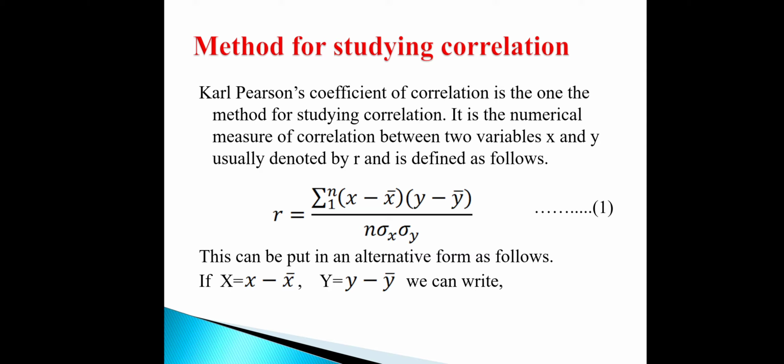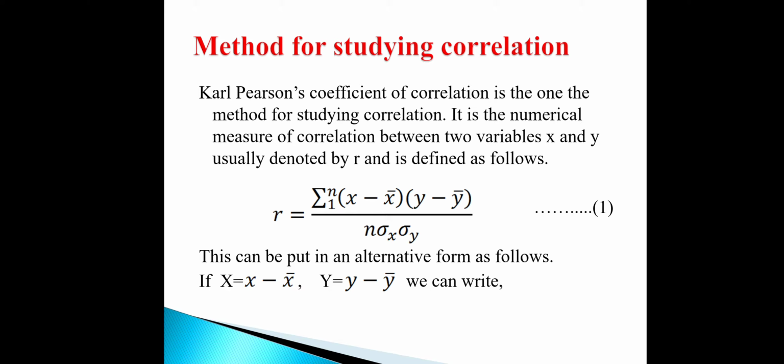Karl Pearson's coefficient of correlation is one of the methods for studying correlation. It is the numerical measure of correlation between two variables x and y, usually denoted by r, and is defined as follows. r equals summation over i equal to 1 to n of (x minus x bar) into (y minus y bar), whole divided by n into sigma x into sigma y. x bar and y bar are means, n is the total number of data terms, sigma x and sigma y are standard deviations of x and y.